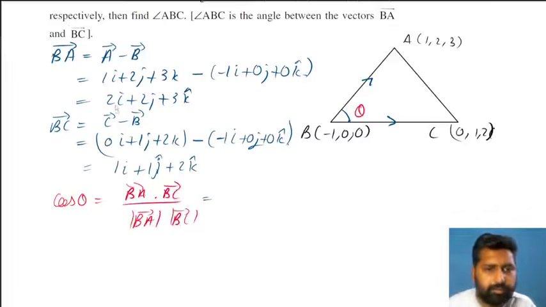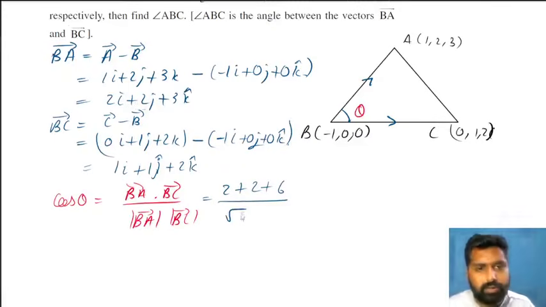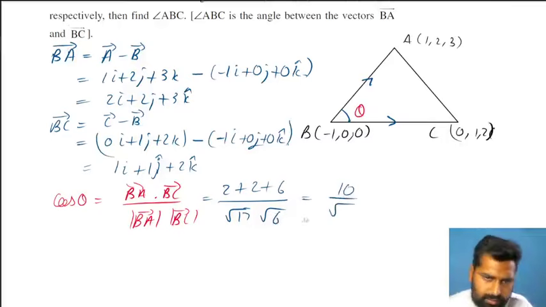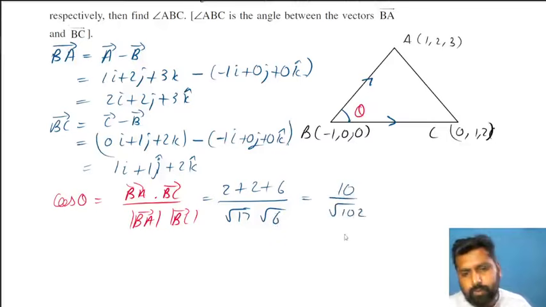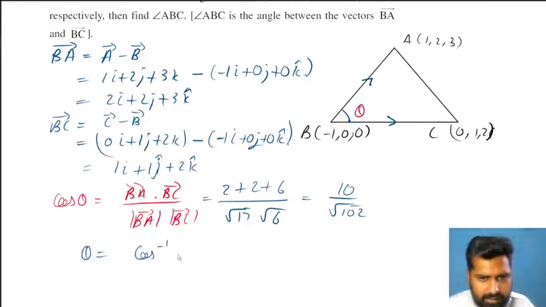So dot product of them: 2 with 2, 2 plus 2 with 1, 2 plus 3 into 2, 6, upon magnitude of this BA vector: 2 square, 2 square, 3 square. So square root of 4, 4, 8, 8 plus 9, 17. Similarly, magnitude of this is root 1, 1 and 4, 6. So 6, 4, 10 by root 102. So theta is basically cos inverse 10 upon square root of 102.